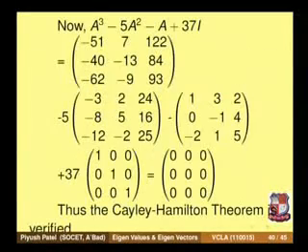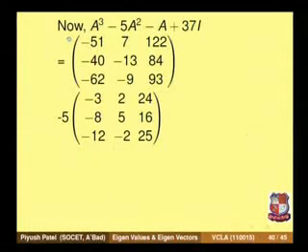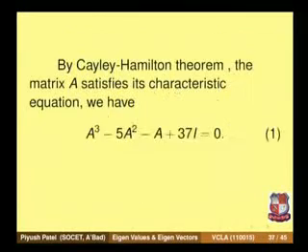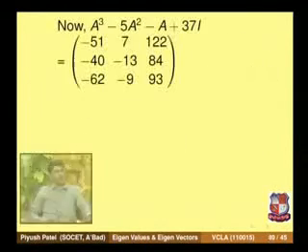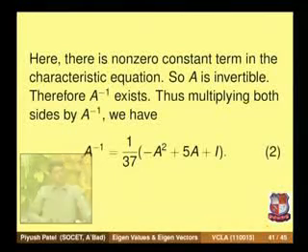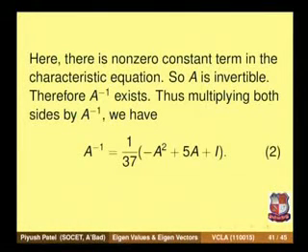Now our next task was to find out the A inverse with the help of the Cayley-Hamilton theorem. So what we will do, here this is the characteristic equation that is satisfied by the matrix. On this equation we multiply both the sides by A inverse, and we get this relation. That is why A inverse exists.